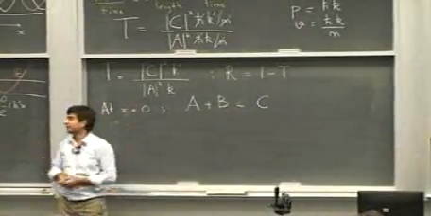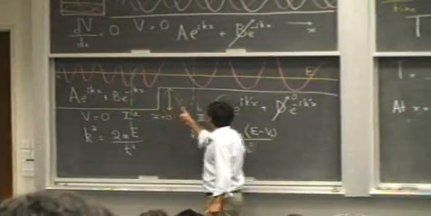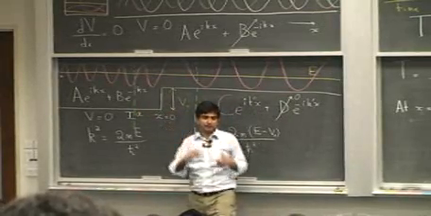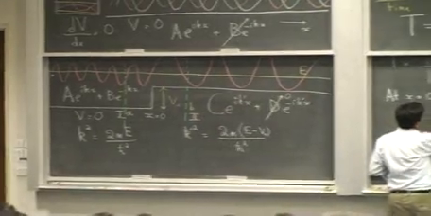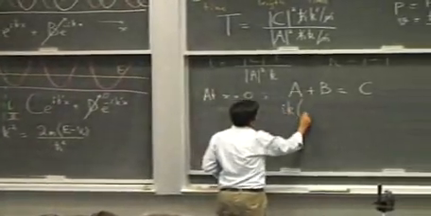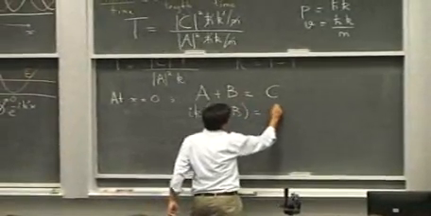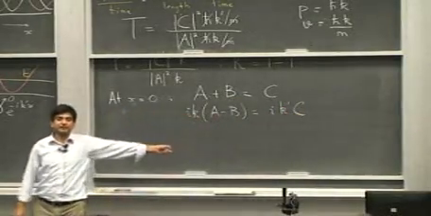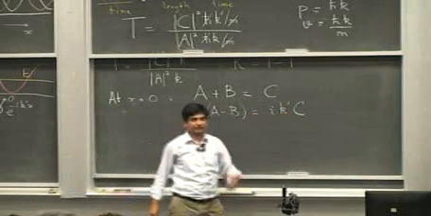And what's the other constraint? I take the derivative of this and find the derivative at this boundary point. I take the derivative of this and find it at the boundary point. Both of them must be equal. So if I take the derivative of the wave function in region 1, I get ik(A minus B). This equals ik' C. Just convince yourself that what I've written in this part is correct. Just convince yourself. Half a minute.